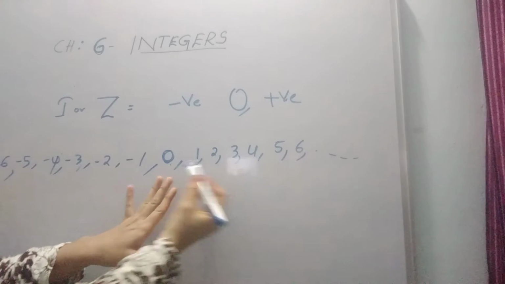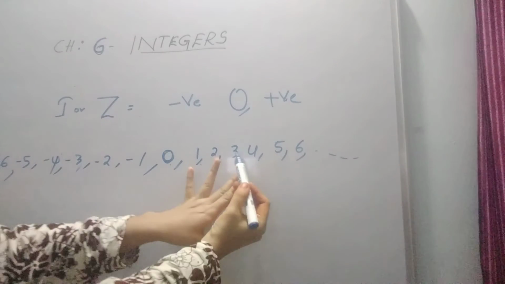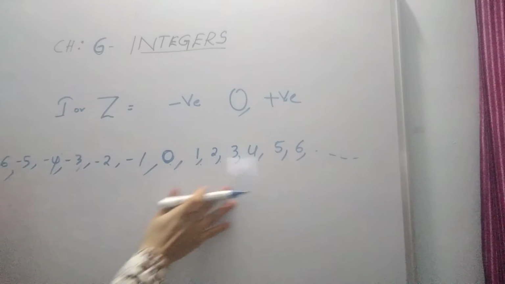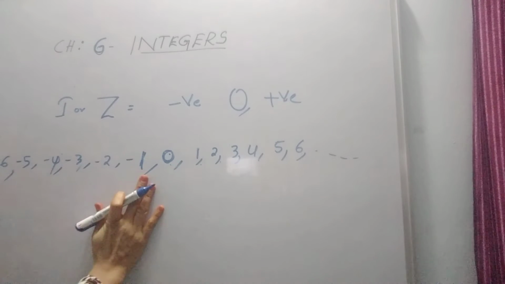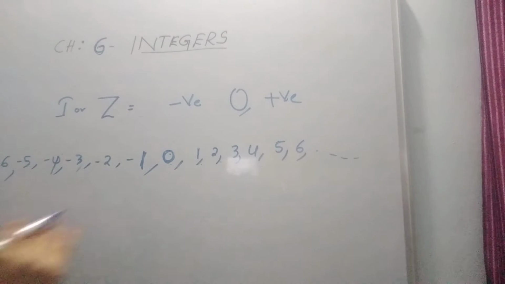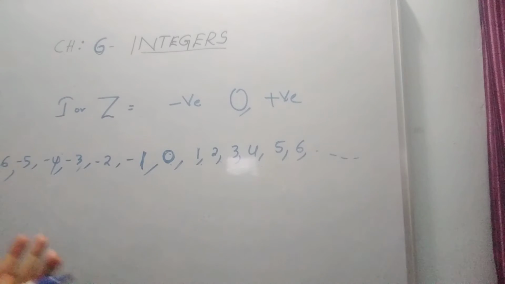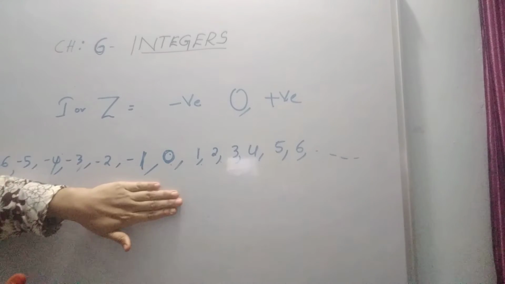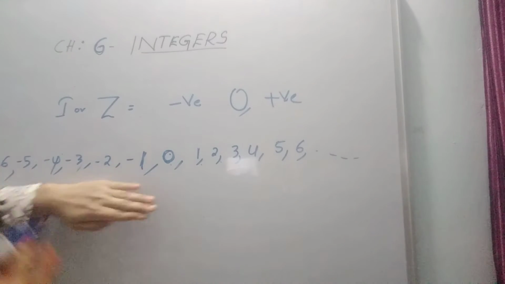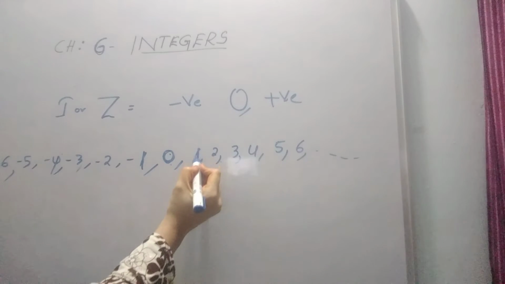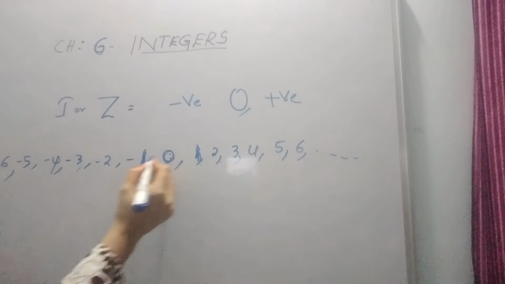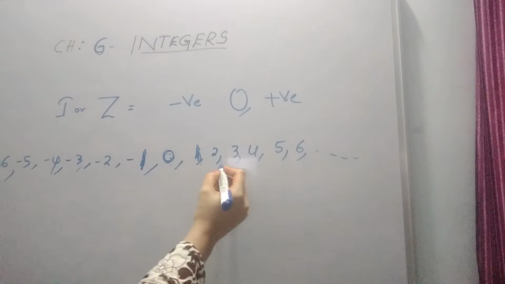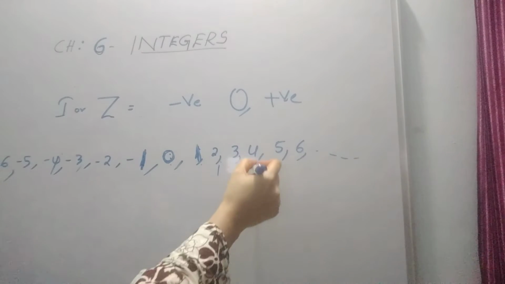1 is greater than 0. 2 is greater than 1. 3 is greater than 2. Like this. Here minus 1 is smaller than 0. These are smaller numbers. Negative numbers are smaller than positive numbers. Is it clear? Negative numbers are smaller than positive numbers. Negative numbers are smaller and positive numbers are greater. -1 is smaller than 0. Okay, right. Here 2 is bigger, 3 is greater than 2, 4 is greater.